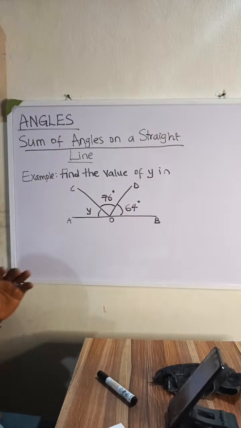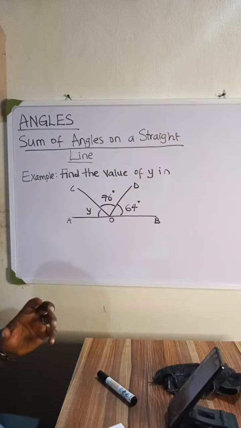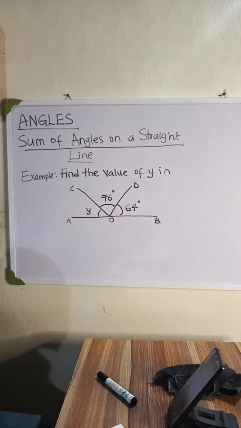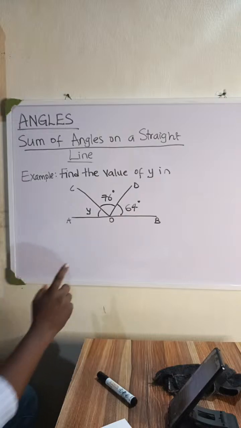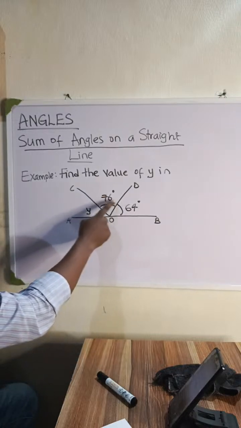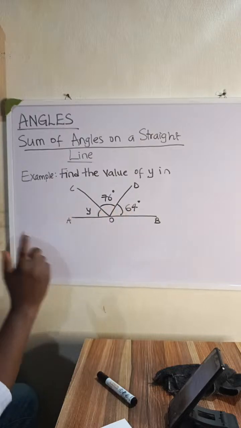And remember, we have learned that the sum of angles on a straight line is equal to what? Who can type it? 180 degrees. Okay, Comfort said 180 degrees. Daniel, 180 degrees. Good. So the sum of angles on a straight line is equal to 180 degrees. That means y plus 76 degrees plus 64 degrees is equal to 180 degrees.